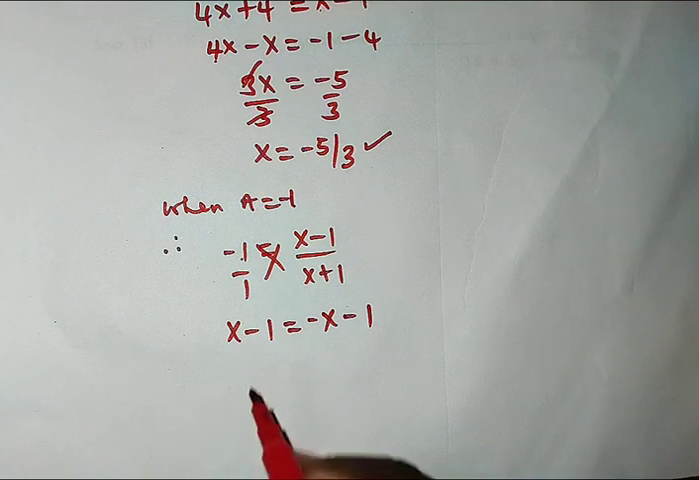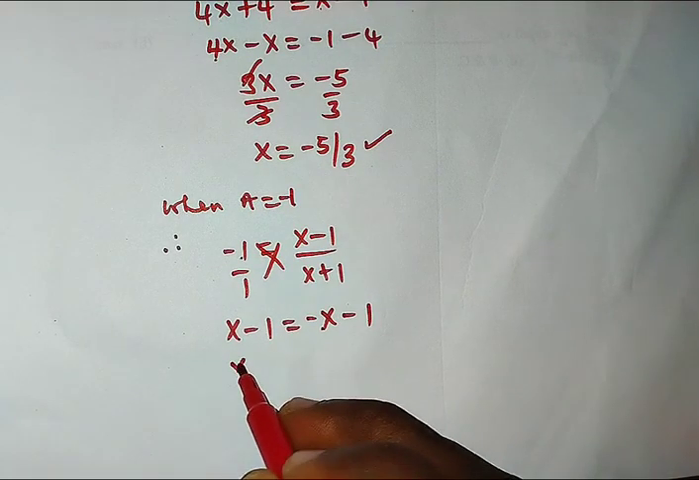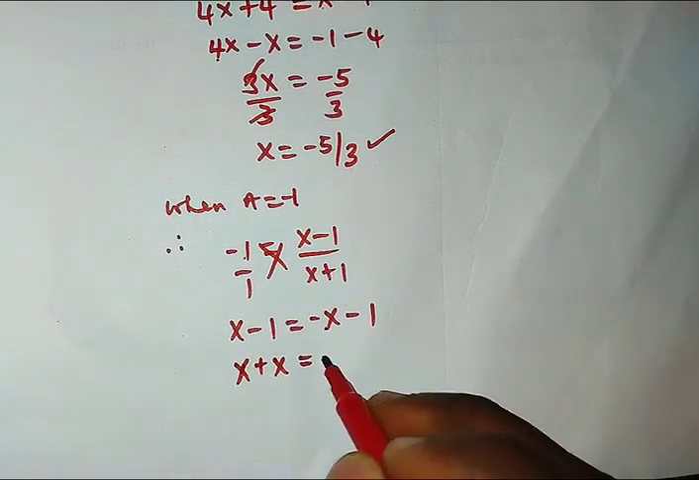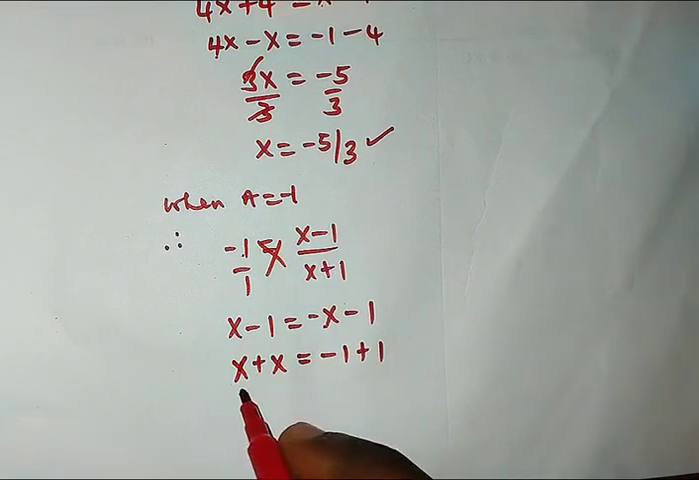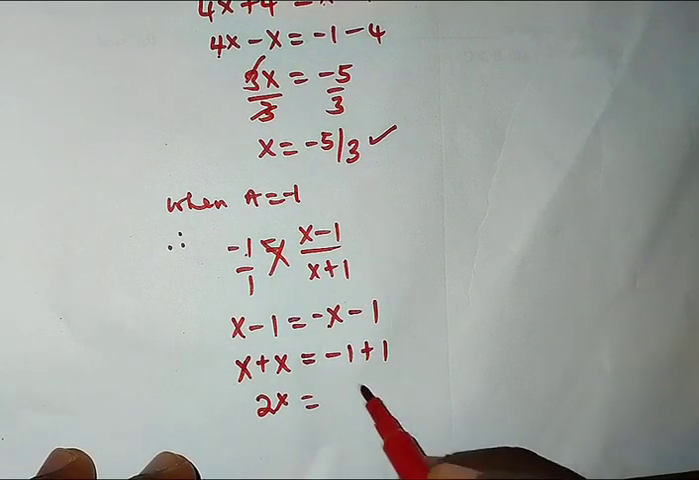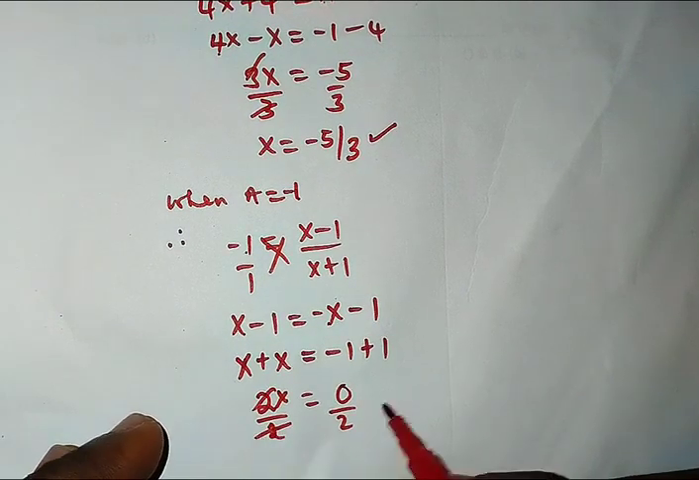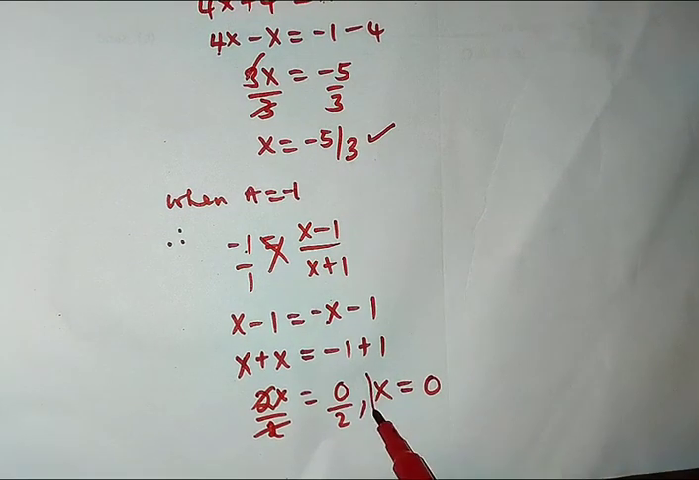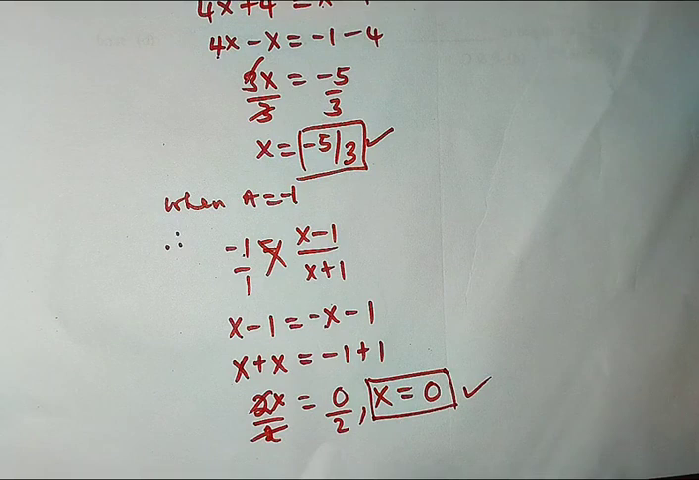So from there we are going to see that this coming to this side, we are going to have x plus x equals minus 1, and minus 1 going to the other side is going to be plus 1. So we have 2x equals 0. Dividing both sides by 2, we get the value of x to be equal to 0. So therefore, we have the two possible solutions: x equals 0 and x equals minus 5 over 3.